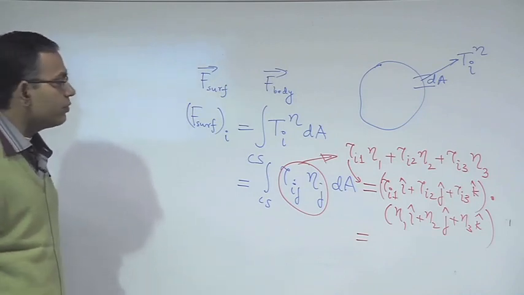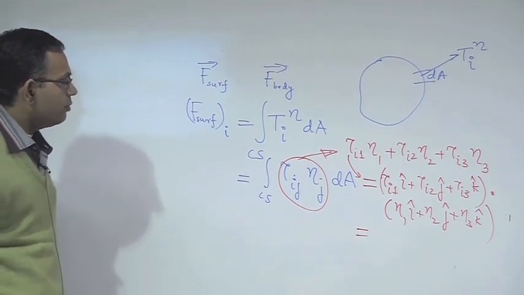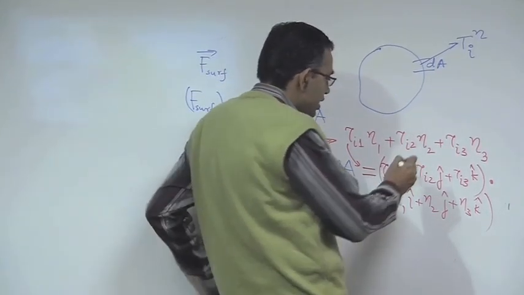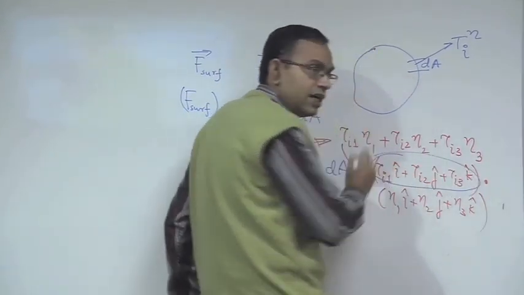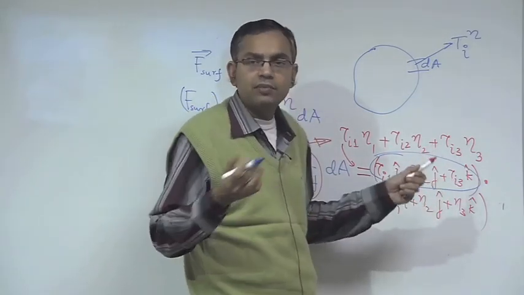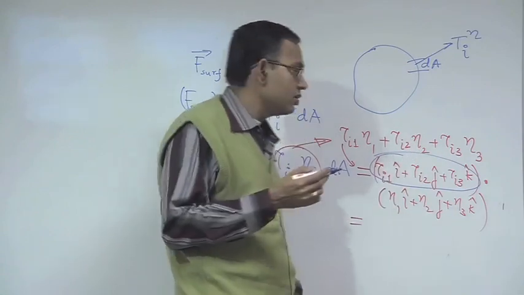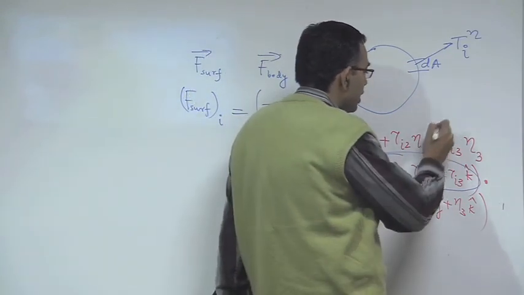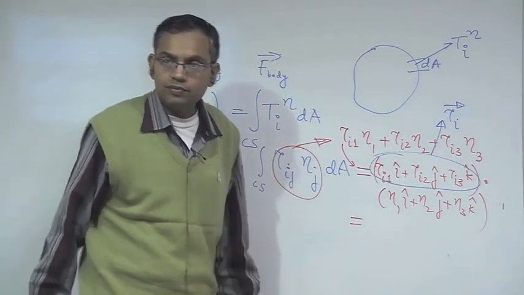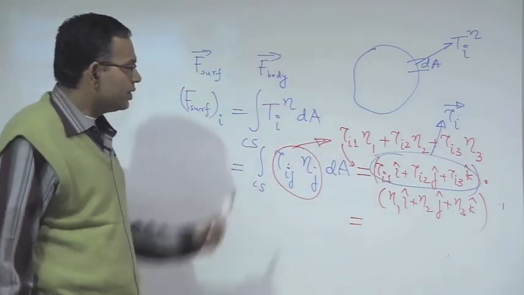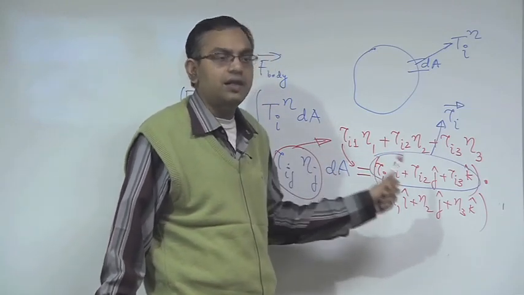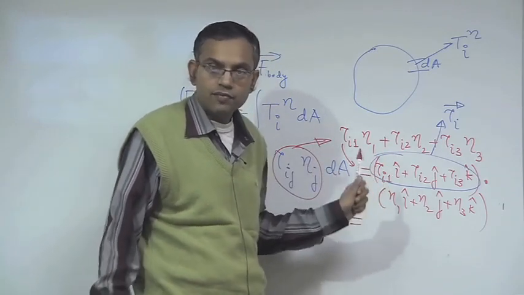So what we do out of here, you can see that this is essentially a vector. It has its three components, tau_i1, tau_i2, tau_i3, as just some numbers, scalar components. So let us give this vector a name, tau_i. This is just a name that we give. Often in some books, this is called a stress vector, just a name given.